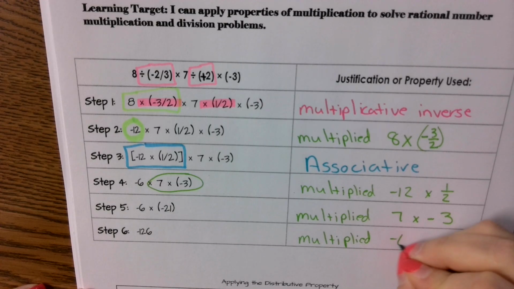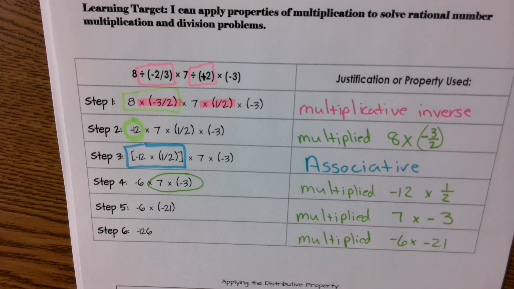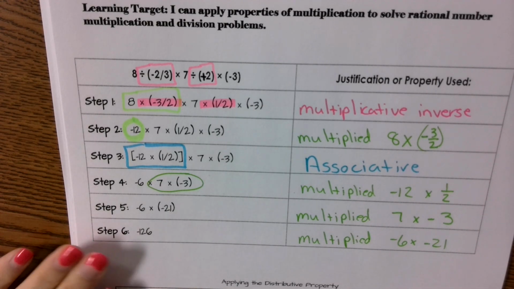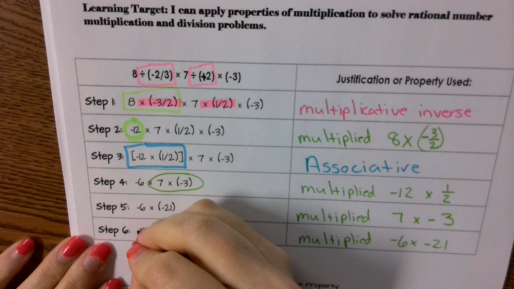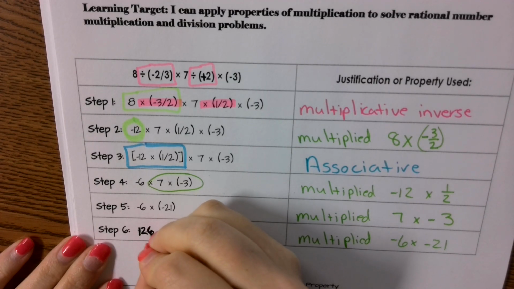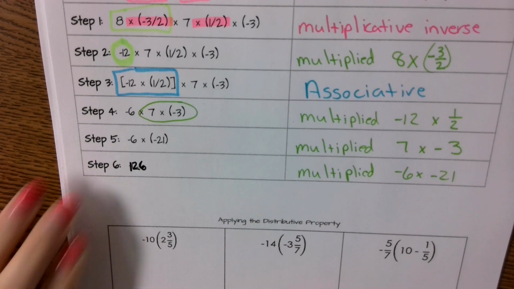Okay, so we multiplied negative 6 times the negative 21, which should have been a positive 126. You've got to excuse some of the errors when I pull things off of our county.